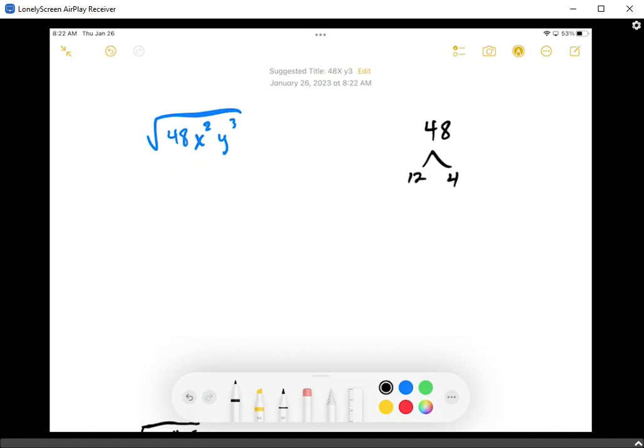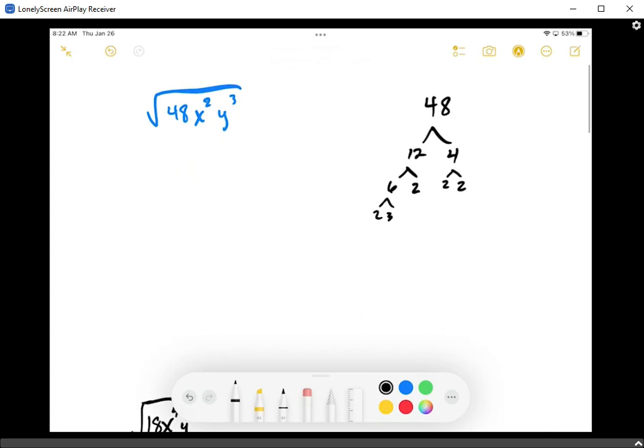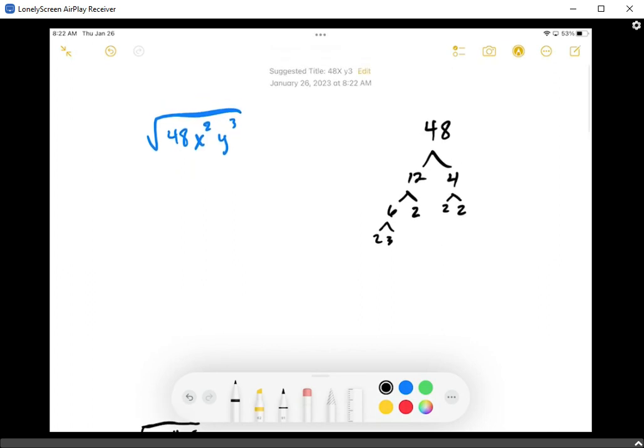12 and 4 can both be broken down further, right? 12 is the same thing as 6 times 2, and 6 is 2 times 3. If we go over to that 4, that's the same thing as 2 times 2. So what we've done is we can say that 48 at the top of the tree is the same thing as 2 times 3 times 2 times 2 times 2. That's the idea here.